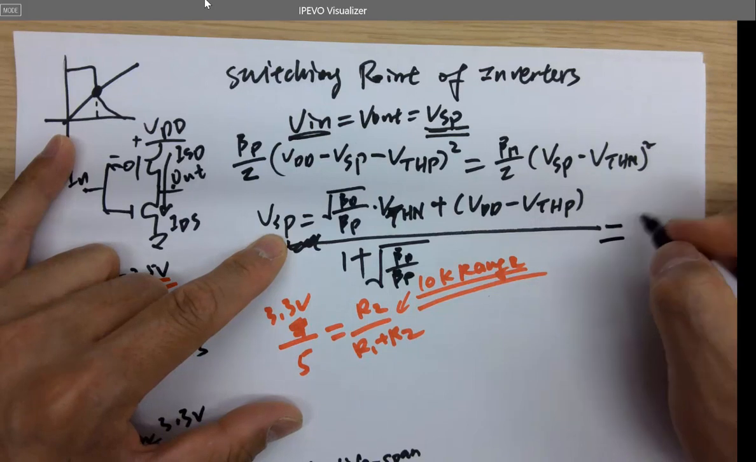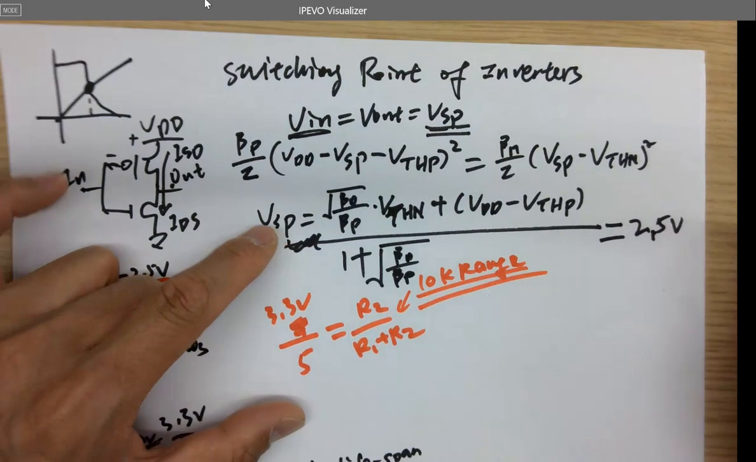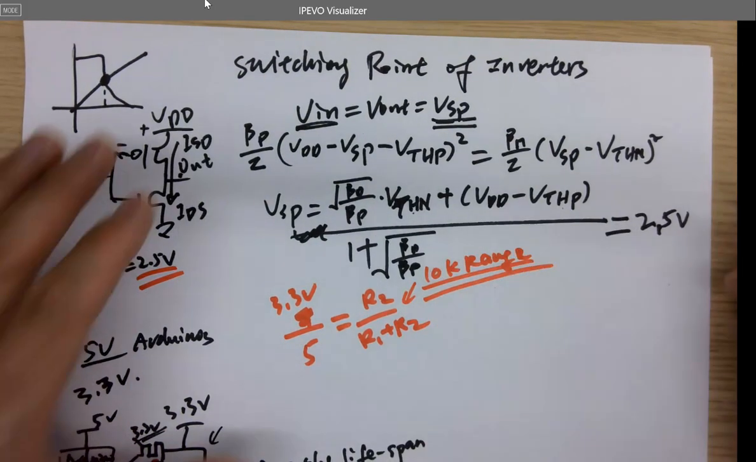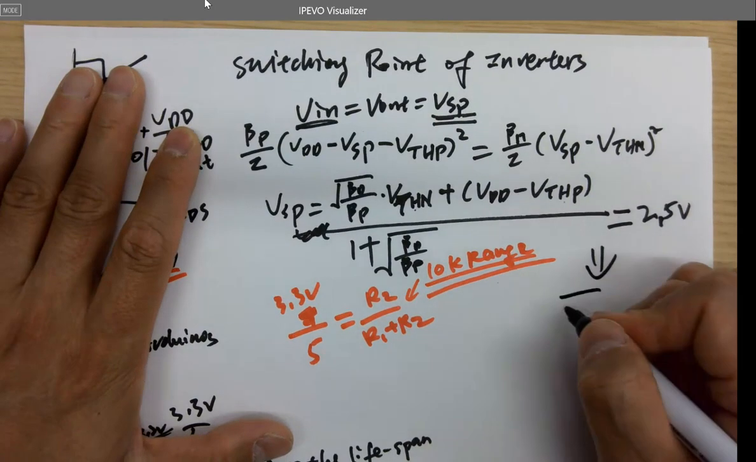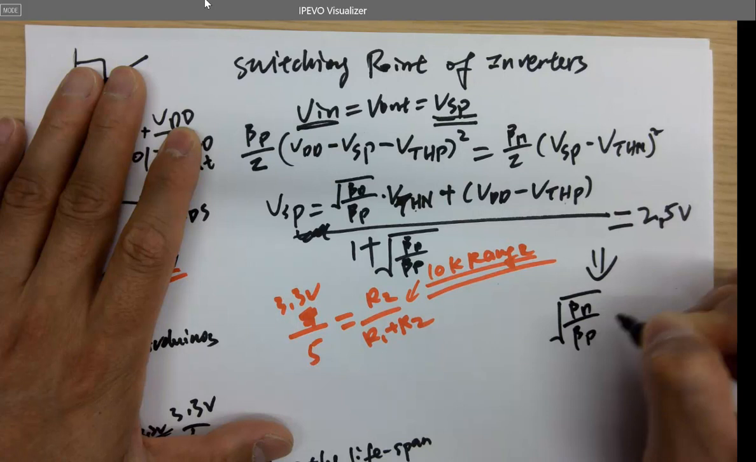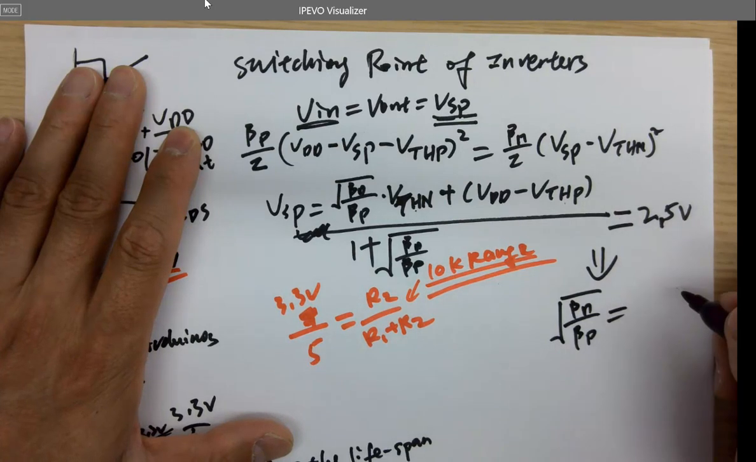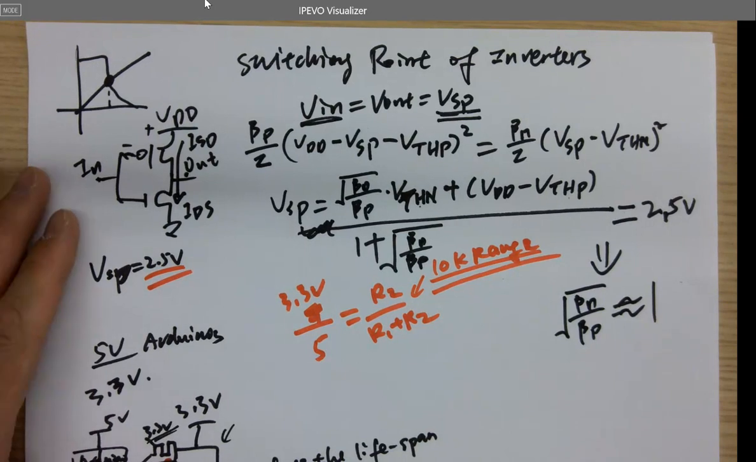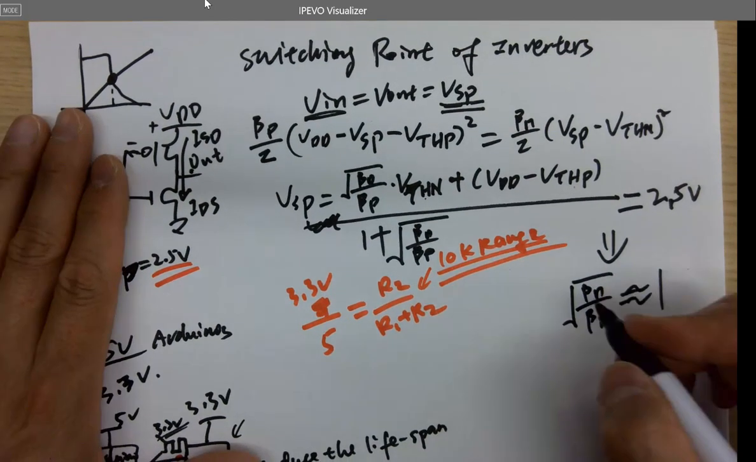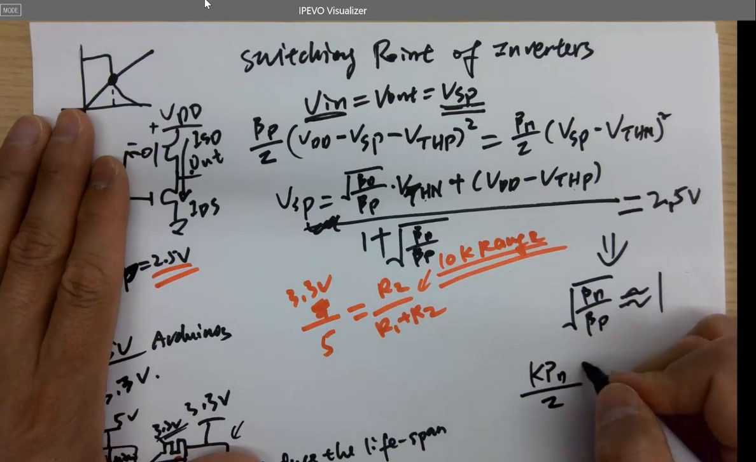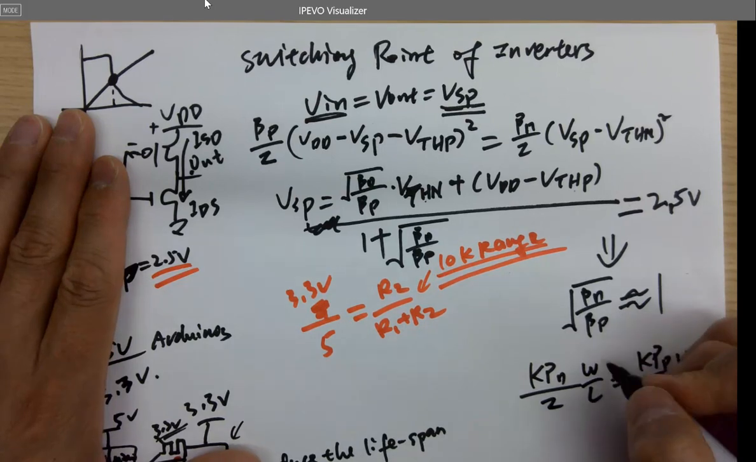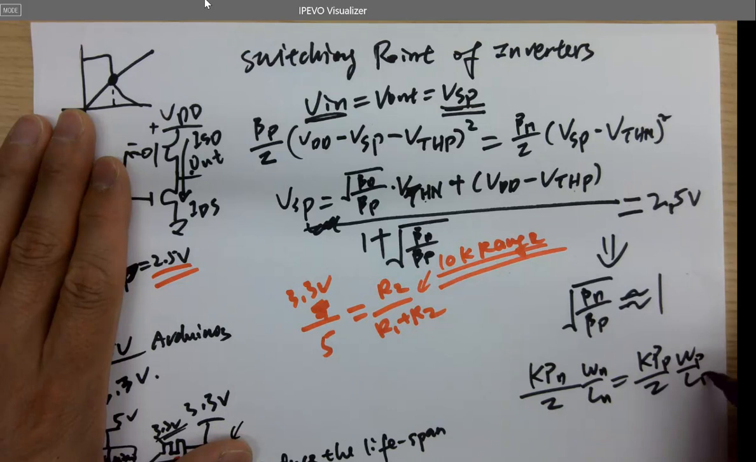And if we want this one to be 2.5 volts, so switching in the middle, by doing that, because these are all constants, this will give you that beta N over beta P is somewhere around 1. So beta N, we know that is KPN over 2 times width over length, right? And beta P is KPP over 2 times width over length. This N, this P.